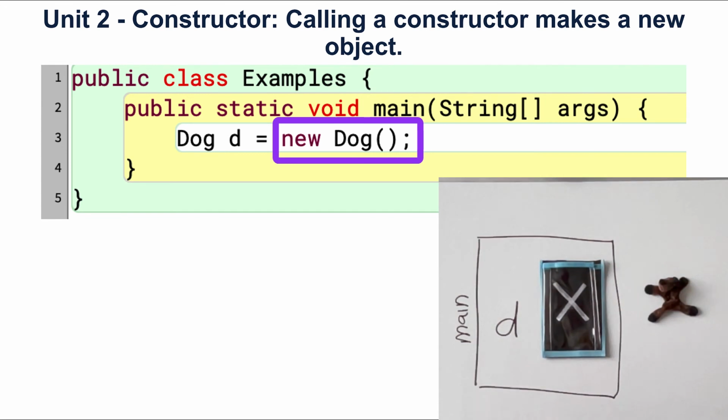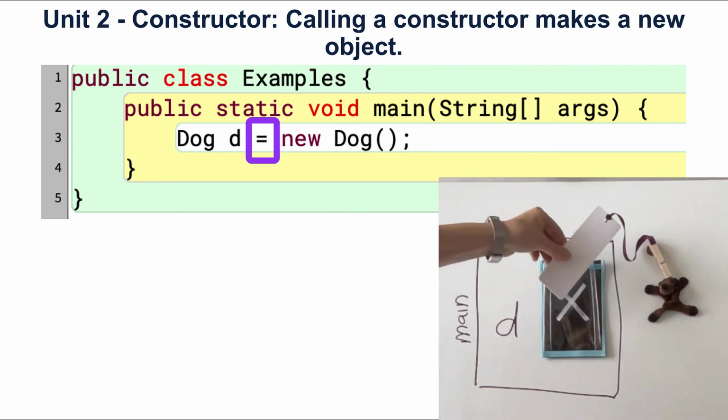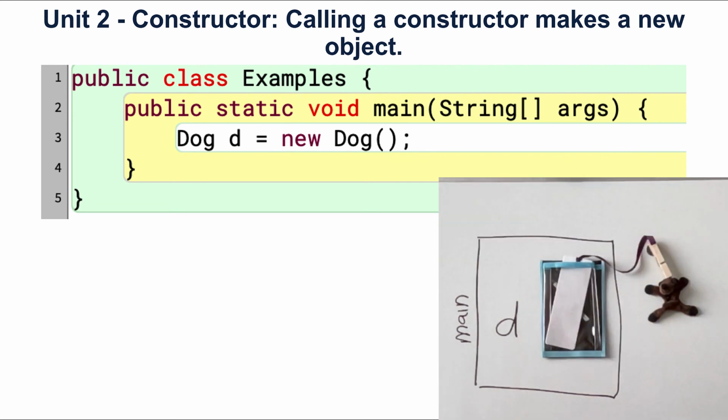The constructor returns a reference to our new object. So I can point that at the Dog. That's what gets returned. And we store the reference returned by the constructor in the variable D. The big idea here is that calling a constructor makes a new object.